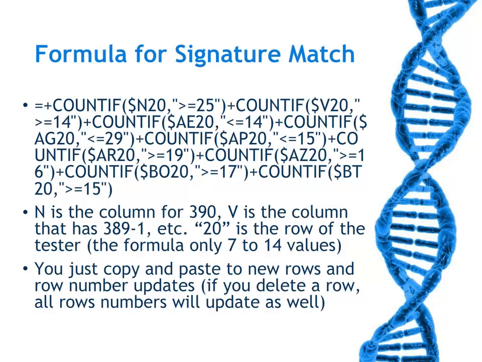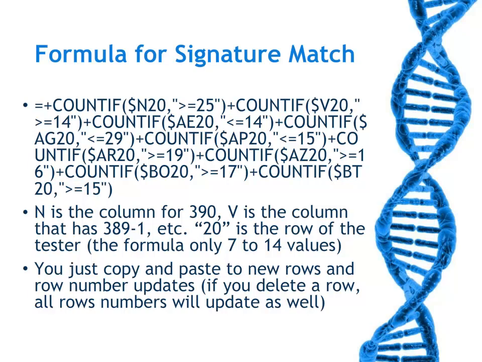N is the column that is 390. So all that does is represent the marker value. And V is 389-1. And 20 just means that's the row or the tester that is applying. Every time you copy this formula to a new row, all the row numbers just automatically increment to the proper row value.